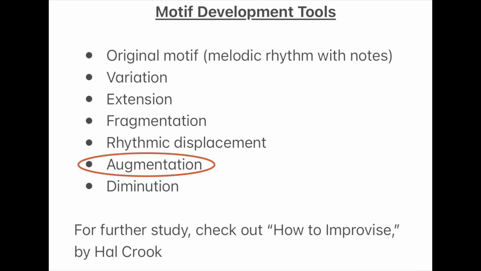Generally speaking, the tools I use to develop motifs include the following. It's good to list them here so that we can talk about them in order to share the concepts. Number one, I start with a melodic rhythm and put notes to it, and I call that the original motif. And then other tools are variation, extension, fragmentation, rhythmic displacement, augmentation, diminution. For an in-depth explanation of all these concepts and a lot more, you can check out Hal Crook's book, How to Improvise.